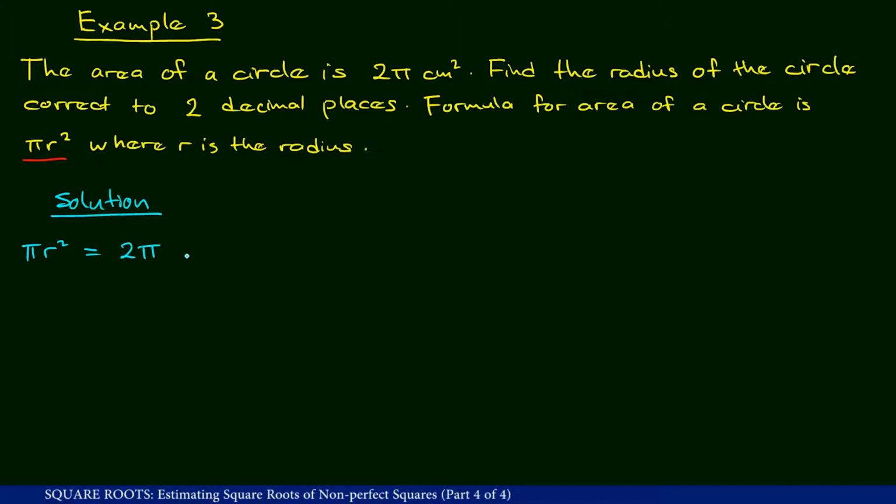And if we divide this equation on both left and right sides by pi, so that we maintain the balance of the equation, then it becomes r squared equals 2. And we want to find the value of r, the radius. So r is equal to the square root of 2, which means that we need to do a long division method until 3 decimal places.